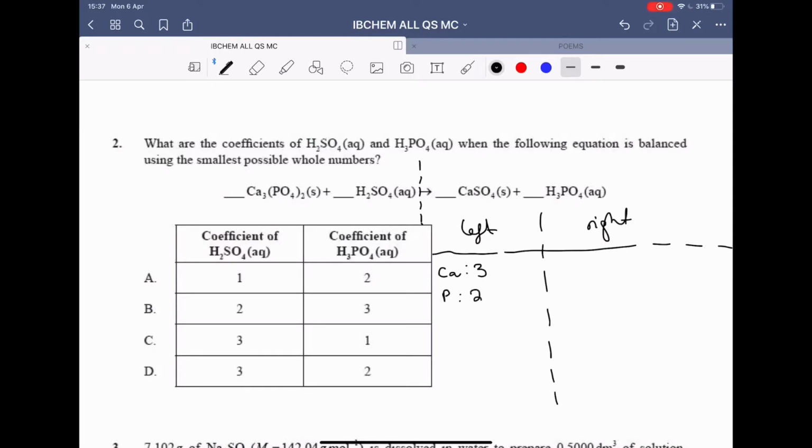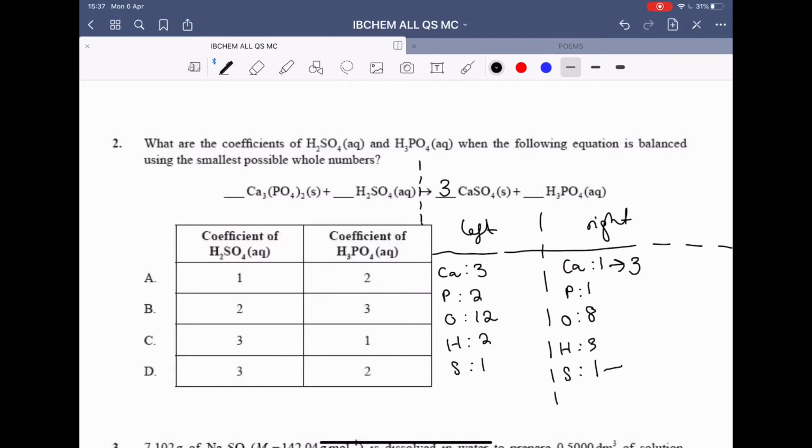We can see that there are 3 calciums, 2 phosphorus, 12 oxygens, 2 hydrogens, and 1 sulfur. And on the right there is 1 Ca, 1 P, 8 O, 3 hydrogens, and 1 S. And I just want to see what I need to times by on either side to make them even.